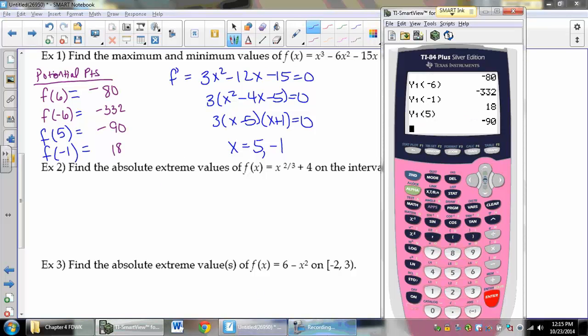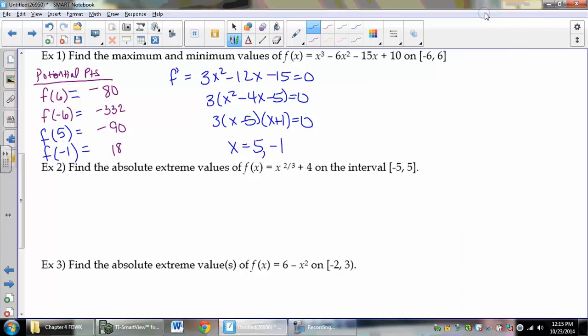All right, so what happened here is that I plugged all the values into my calculator, I got the corresponding y values, and now I'm just going to look at the y values as a list. I have the point 6, negative 80. But the point negative 6, negative 332 is way lower than that, so there's my minimum value. And my highest y value right now is 18. So what's the max value? Well, the max value is the y value. So my max is 18, and my min is negative 332.